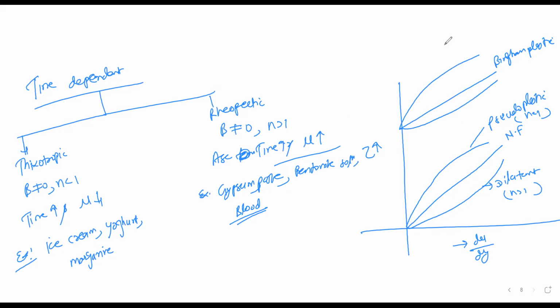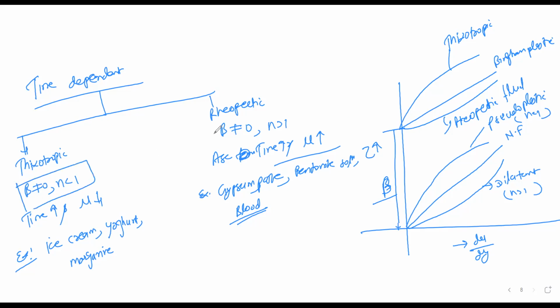This is for thixotropic, and this is for rheopectic. And this gap is given here as B. So the important thing is the condition for B and n. Many times they have asked questions based on that condition. So next we will see the questions based on that, and we have lots of questions based on that. We'll start that here.